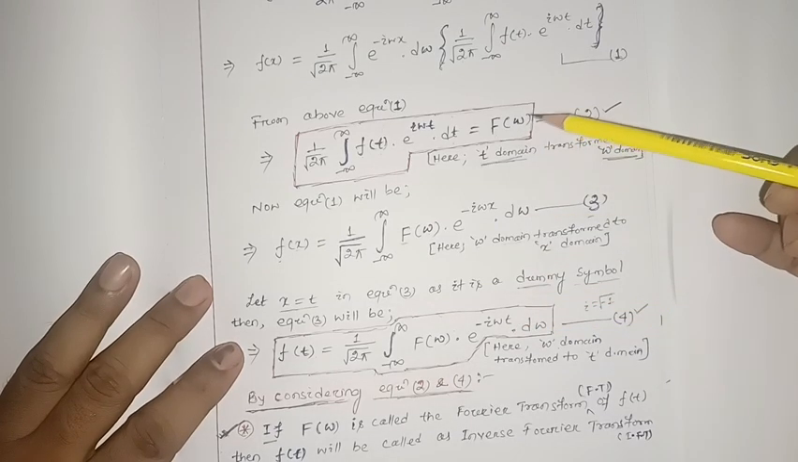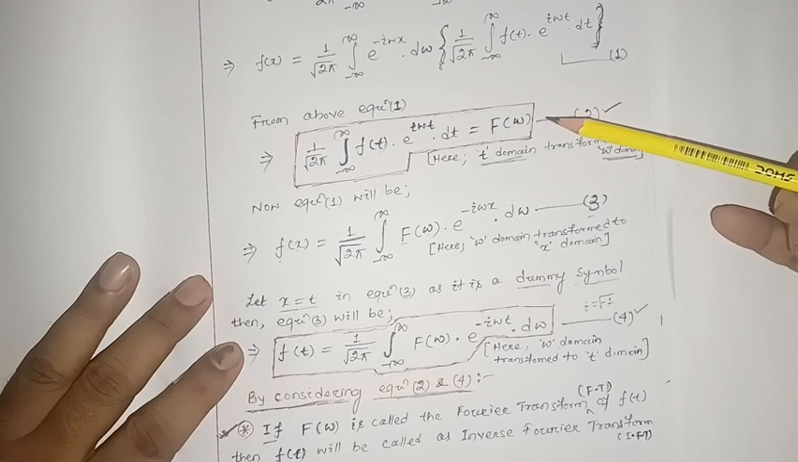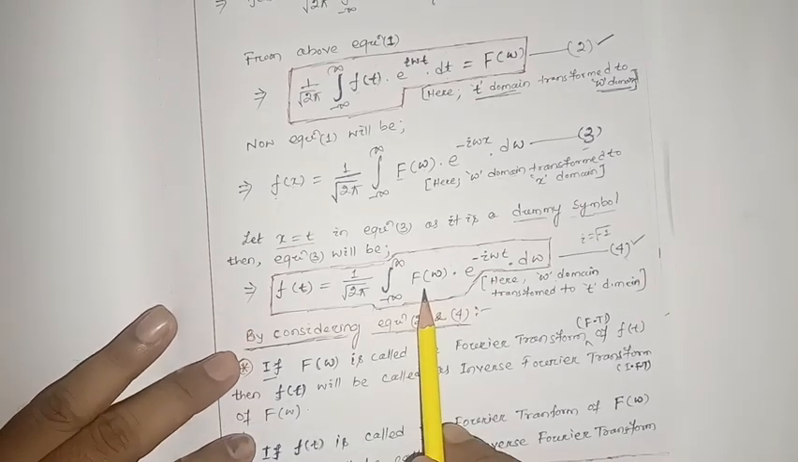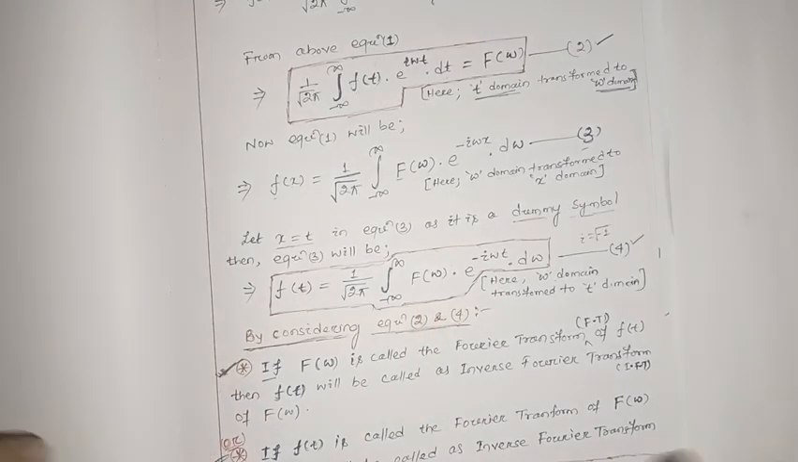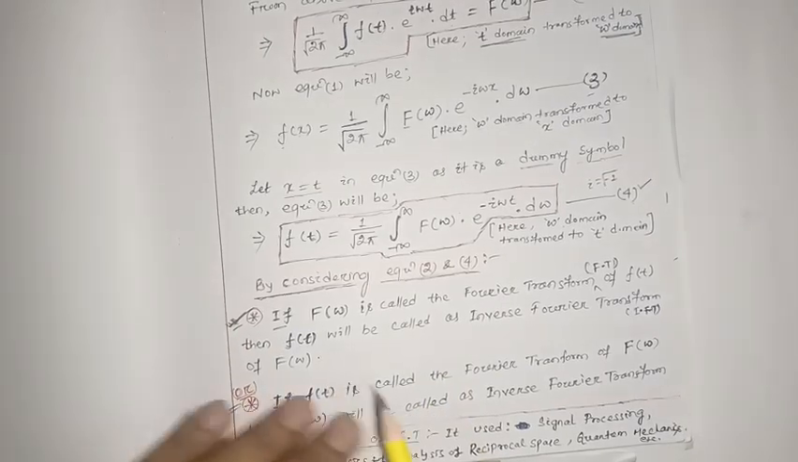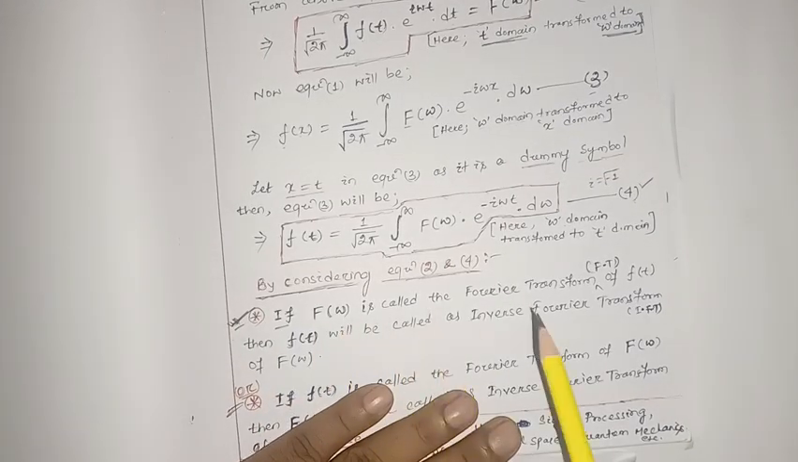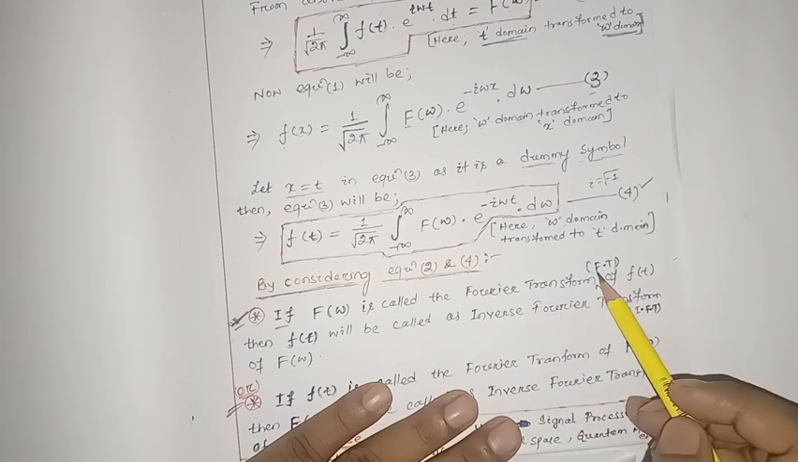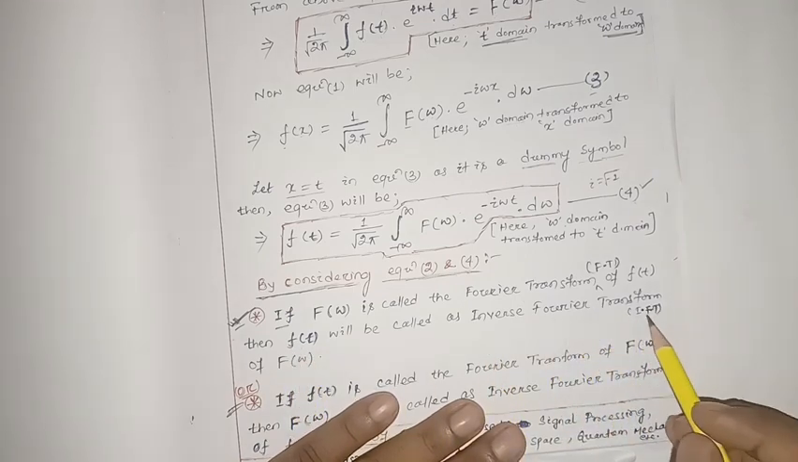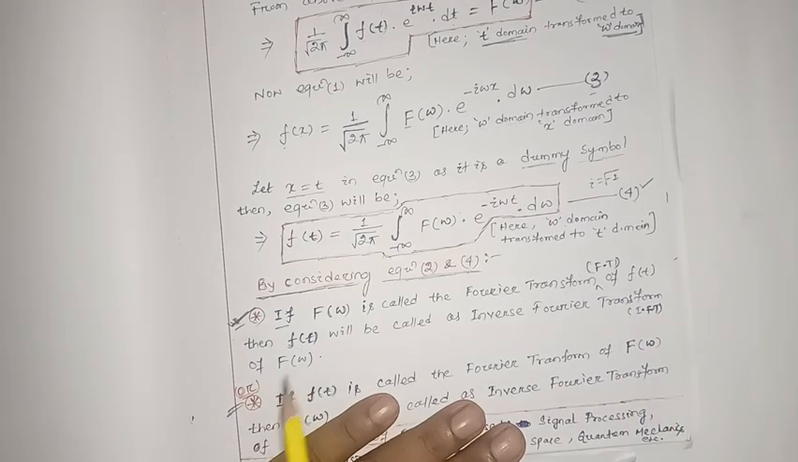But what I have written in the note, that is, equation number 2 represents the Fourier transform of f of t. Equation number 4 is the inverse Fourier transform of capital F of omega. So here we consider capital F of omega is the Fourier transform, F.T., of f of t, and small f of t is the inverse Fourier transform, I.F.T. in short, of capital F of omega.